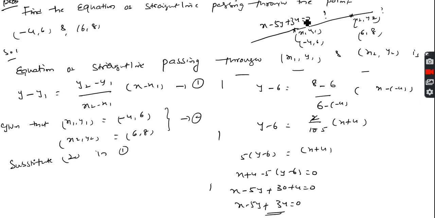So therefore how we find this solution? That means we need to find the equation of straight line passing through the points x1, y1 and x2, y2. What is the formula? The basic formula is y minus y1 is equal to (y2 minus y1) by (x2 minus x1) into (x minus x1). Given the 2 points x1, y1 and x2, y2, we just substitute these 2 points in this equation and we simplify, and finally we get x minus 5y plus 34 equal to 0.